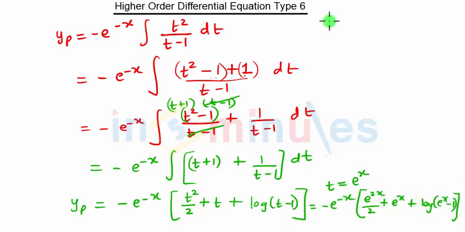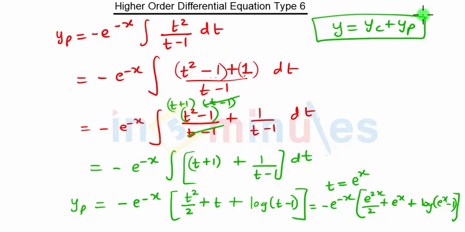So this is our yp, and our final solution will be y equal to yc plus yp, and this is how we solve the problem on higher order differential equation type 6. More such types we will see in our next video, so stay tuned for our future lectures.